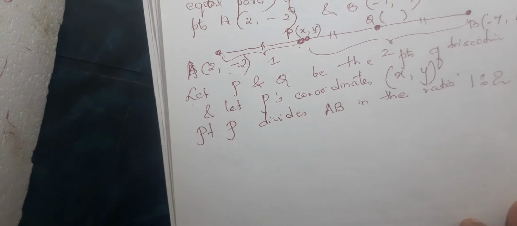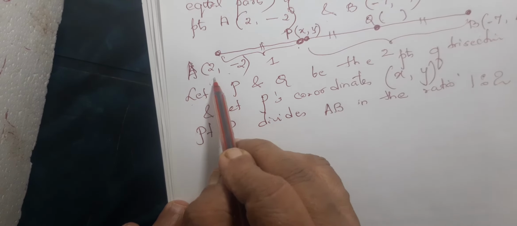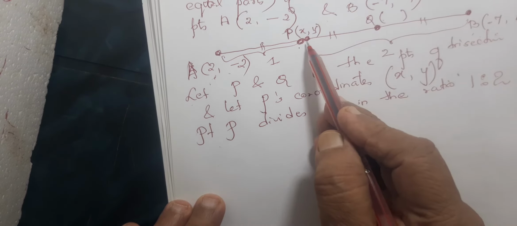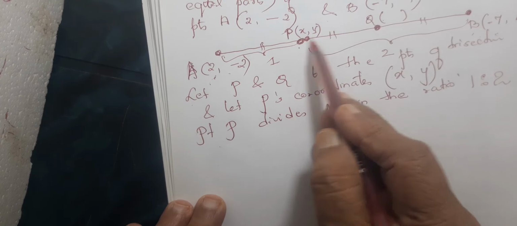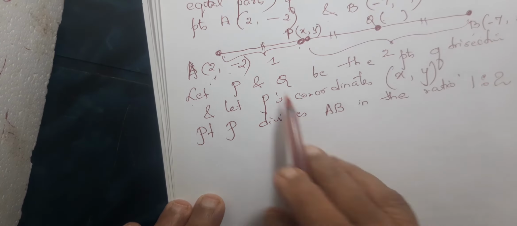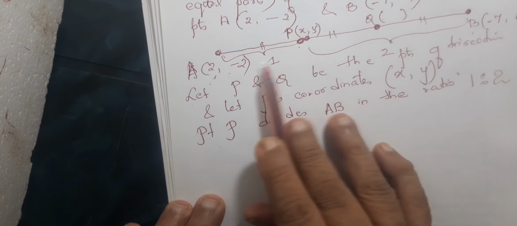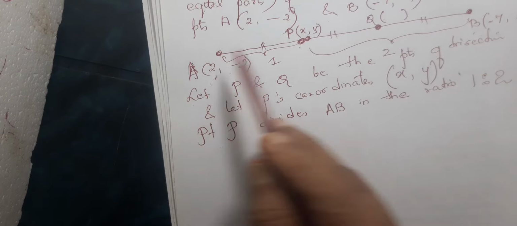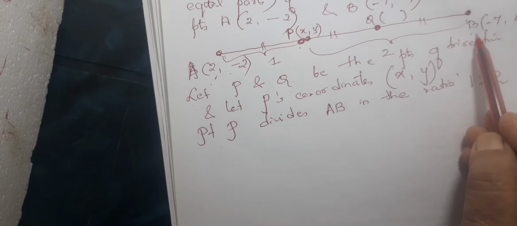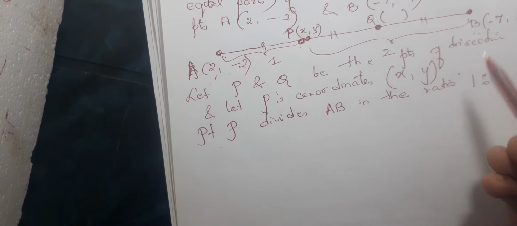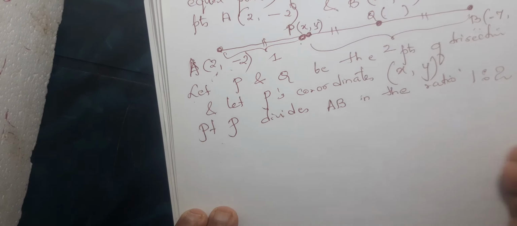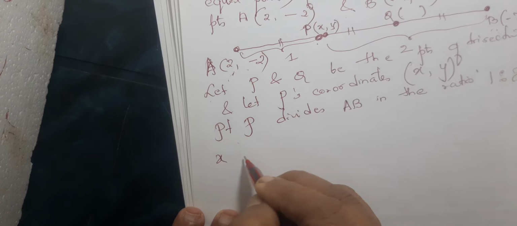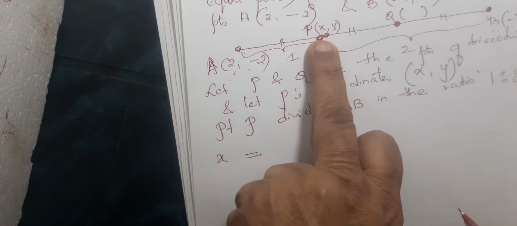So we know the ratio. We know the coordinates of A. We know the coordinates of B. But we are asked to find the coordinates of P. So we know P divides AB in the ratio 1:2, and we know the coordinates of both points. It is just like example 1 which we did. Okay. So I am going to write now x is equal to, we can find the x coordinate.